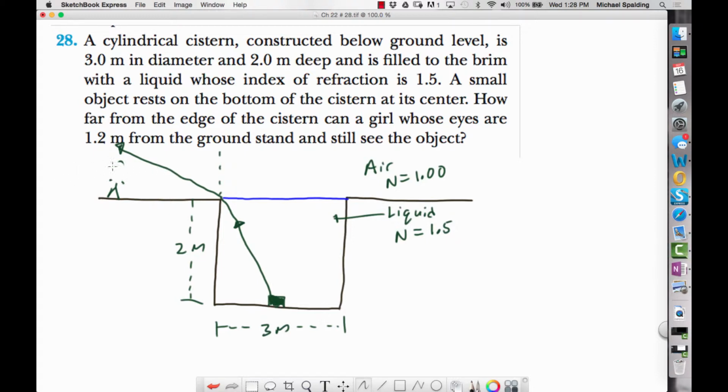So let me redraw the girl. Let me draw her a little bit closer. So the question is, where must she be standing so that light ray barely reaches her? Because look, what about a light ray that goes like this? When that hits the surface, it's going to refract, but not as much. It's going to go up like that. So we're focusing on a light ray that originates from this object and goes to the corner of the barrel.